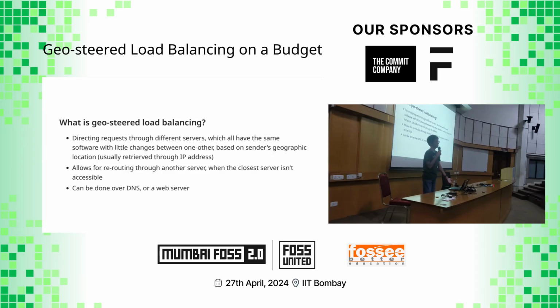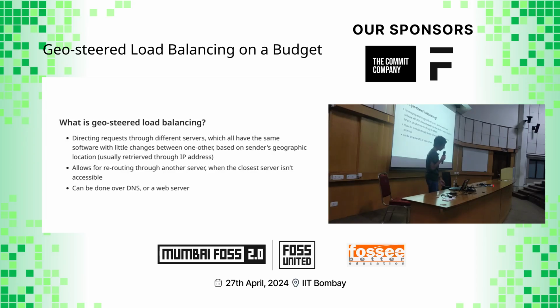To explain what geosteered load balancing is, you first need to know what load balancing is, and this is a pretty simple concept. Say we have 1,000 requests a second. Instead of having all 1,000 requests going to one server at one time, which will overload the server because the server is generally not that powerful, you divide it into multiple smaller servers, so each server has less load and hence can perform faster. This is done using a front-facing web server or a DNS server, which will balance the requests to multiple servers based on the amount of load or other factors.